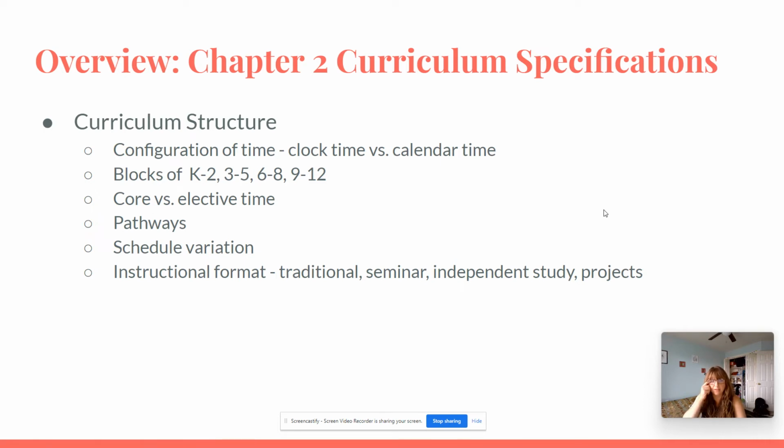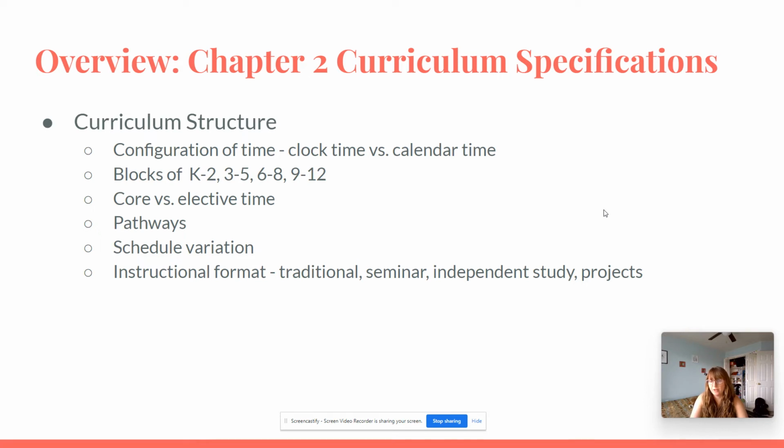In those blocks of time, the curriculum will be structured differently. So core versus elective time. Core classes are classes that everyone has to take. In those younger blocks, typically those are all core classes. There's not a lot of time for electives. In kindergarten and first grade, all students take all the same classes. But then that becomes more elective time at the higher grade levels.